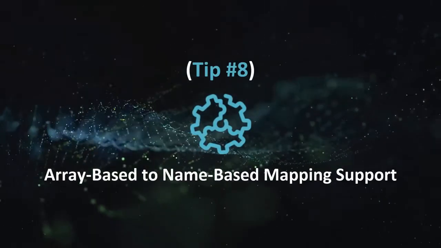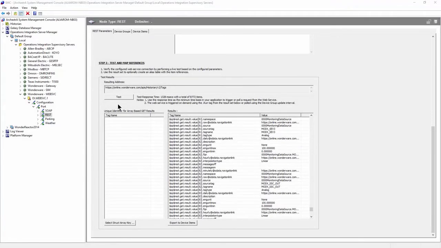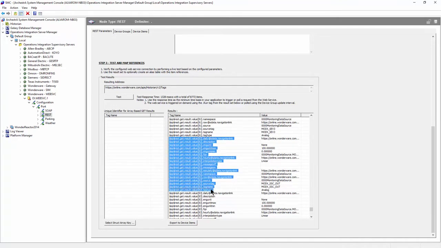Tip number 8, array-based to name-based mapping support. Some web services, for example Wonderware Online, can return data in a structured format. In this particular case, we are actually returning the tag name dictionary of Wonderware Online, and it returns the entire structure in an array format, in a numeric array format.